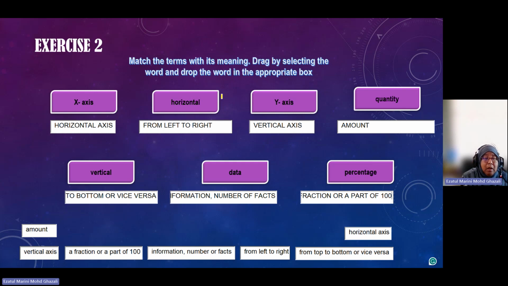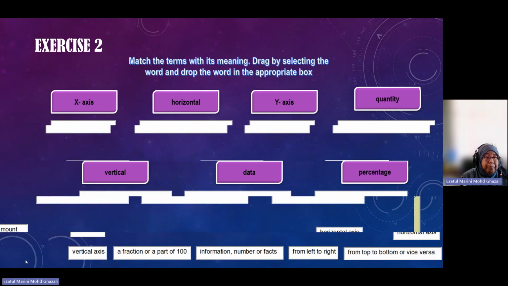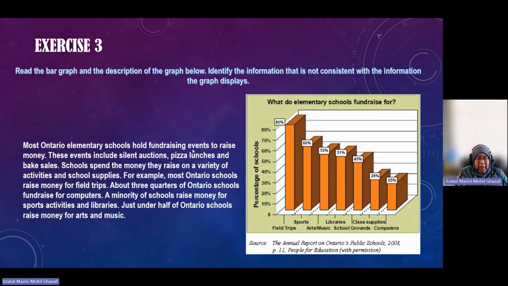X-axis is the horizontal axis. Horizontal is from left to right. Y-axis, the vertical axis. Quantity is amount. Vertical is from top to bottom or vice versa. And data, information or number of facts, and percentage will be a fraction or a part of 100. All right, next.